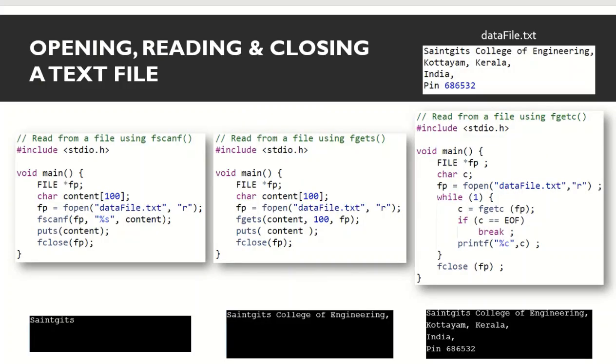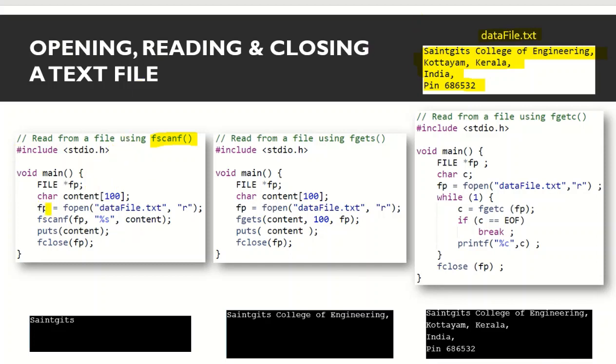Opening, reading and closing a text file. These are examples of opening, reading and closing a text file using different functions. First we shall see fscanf for reading some data from an existing file. My data file is datafile.txt, having these contents. So using fscanf I am going to read from the file.